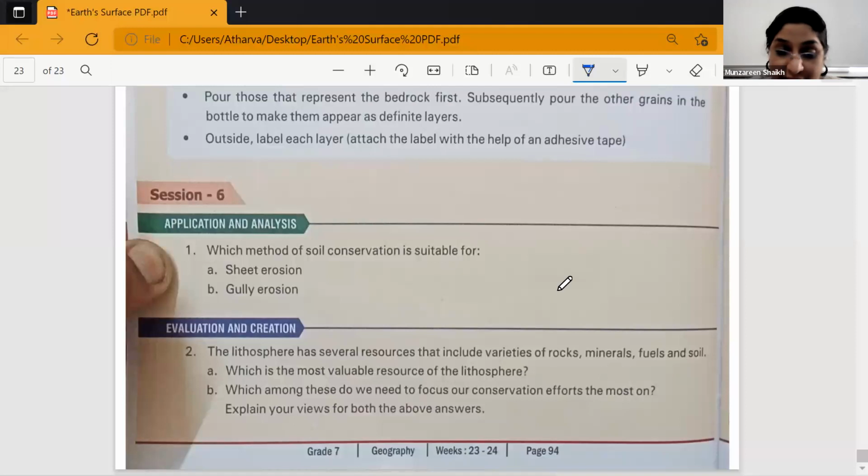which among these do we need to focus our conservation methods the most on? Explain your views for both the above answers. See, this is an application based question, where you have to give your opinion, but when you're giving your opinion, you also need to justify why you think like that. All right. So now among all those methods of soil conservation which we had just studied, which one do you think that we need to focus on the most?